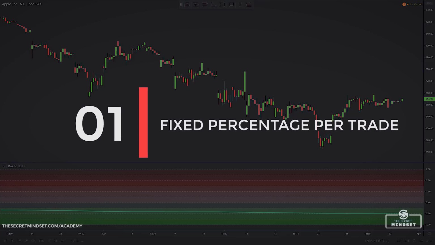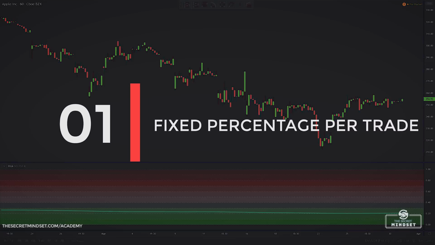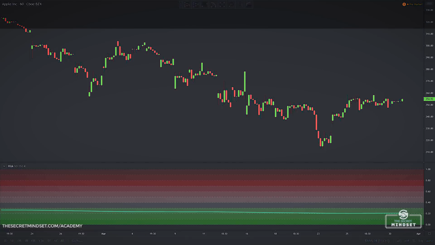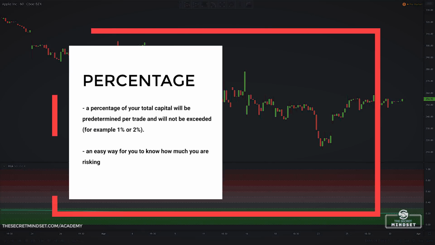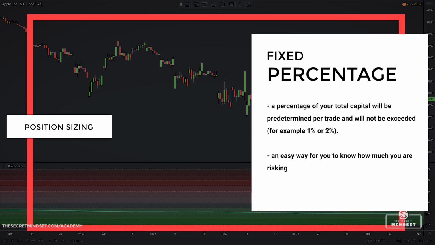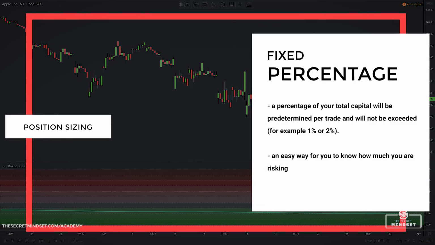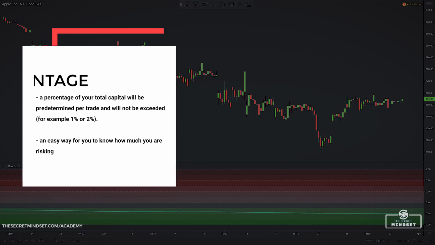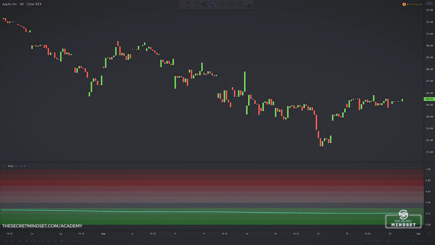The first one, and the most common one, is fixed percentage per trade. Position sizing can be based on the size of an overall portfolio. This means a percentage of that overall capital will be predetermined per trade and will not be exceeded. That would be 1% or even 5%. This fixed percentage is an easy way for you to know how much you are buying when you buy.